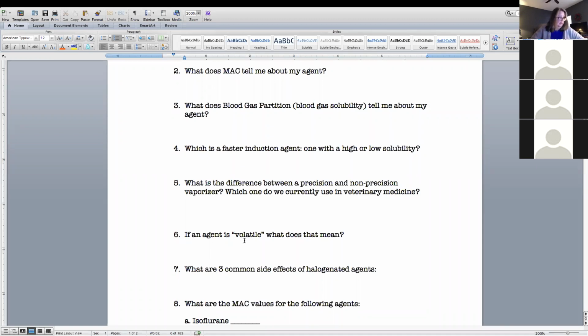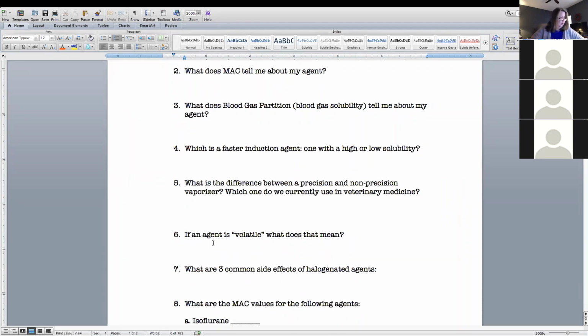And so I kind of just explained number 6. If an agent is volatile, what does that mean? The volatility means it typically has a high vapor pressure. So high vapor pressure anesthetics are considered volatile anesthetics. And just meaning they're hard to control. You have to control the rate of vaporization. And remember, they're liquid, but they have to be delivered via a vapor.